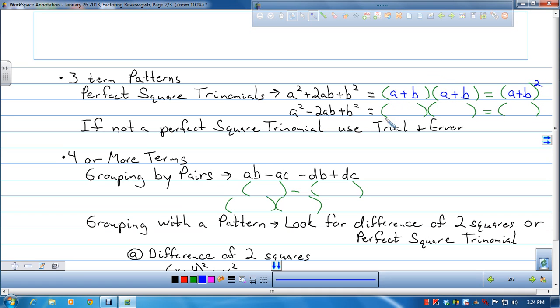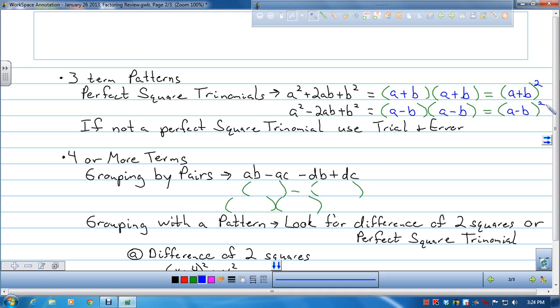You may have been taught the acronym FOIL for first, outside, inside, last. Remember, it's just distribution. It's FOIL if it's a binomial times a binomial, but it is simply just distributing everything in this one times everything in this one. Okay, when we have a perfect square trinomial where we are subtracting in each, what that does is that changes the sign of the middle term. So that's a minus b squared there.